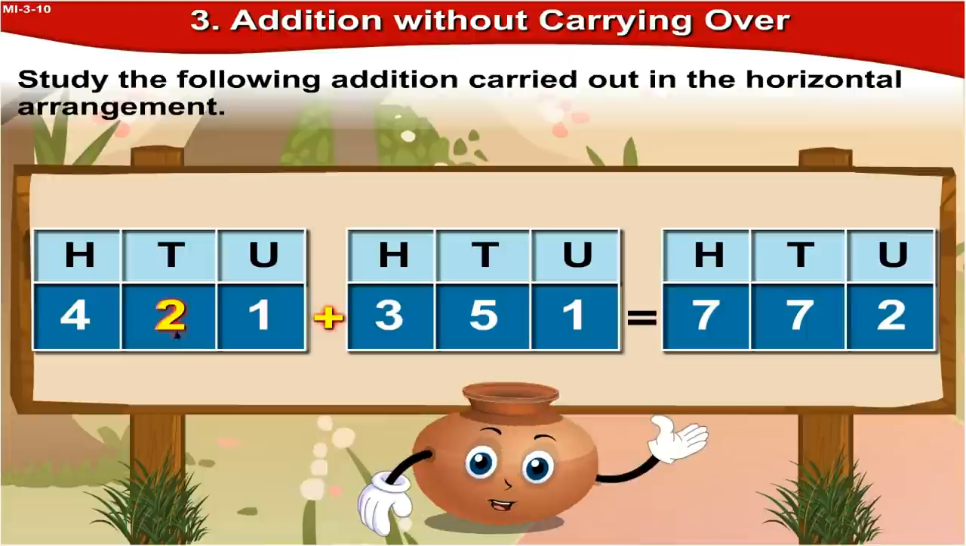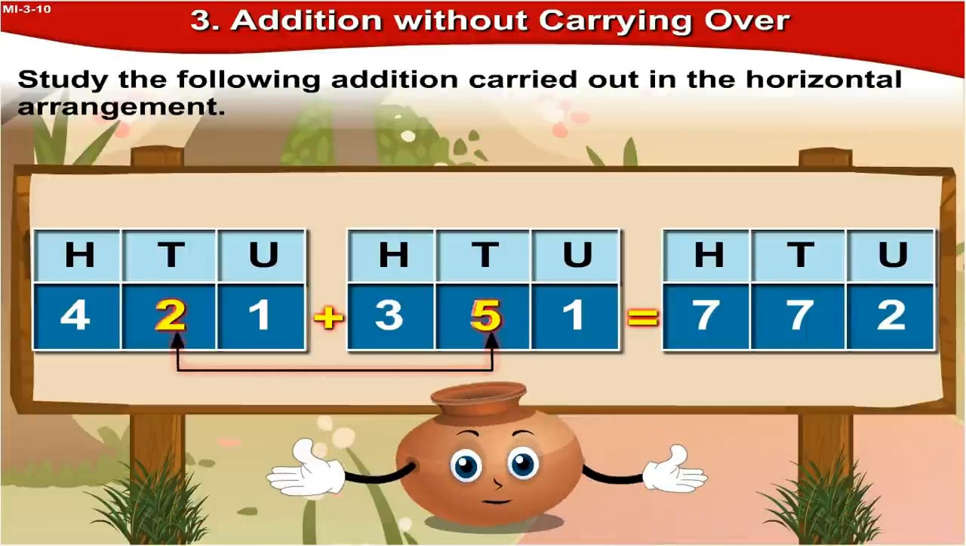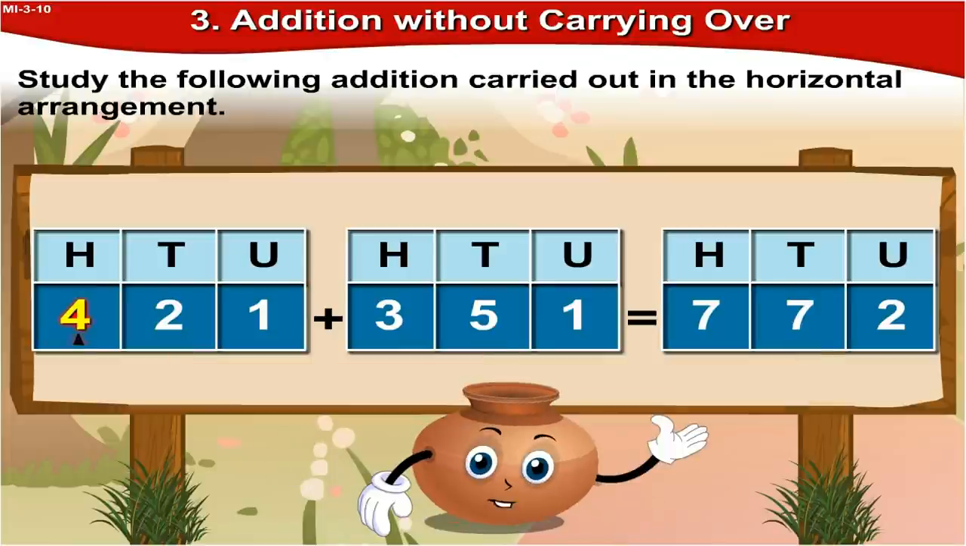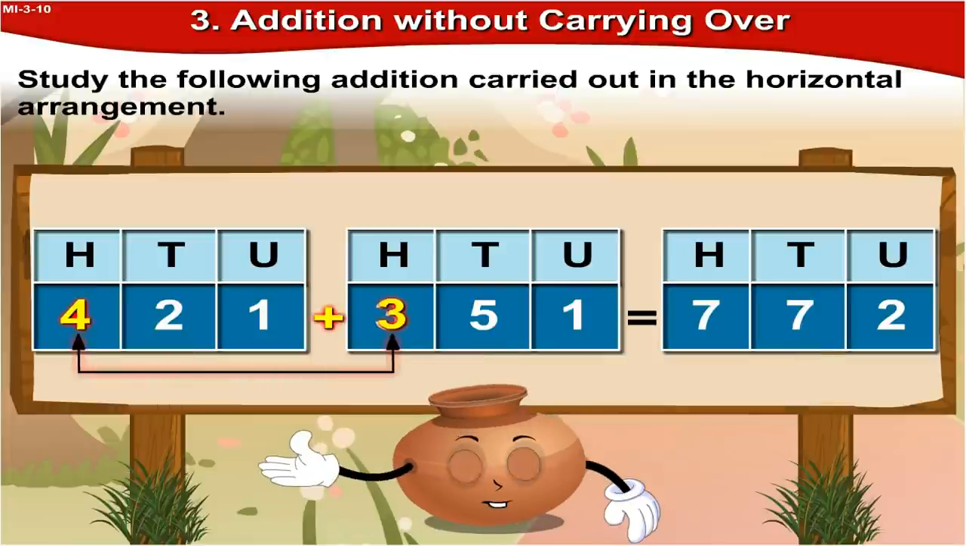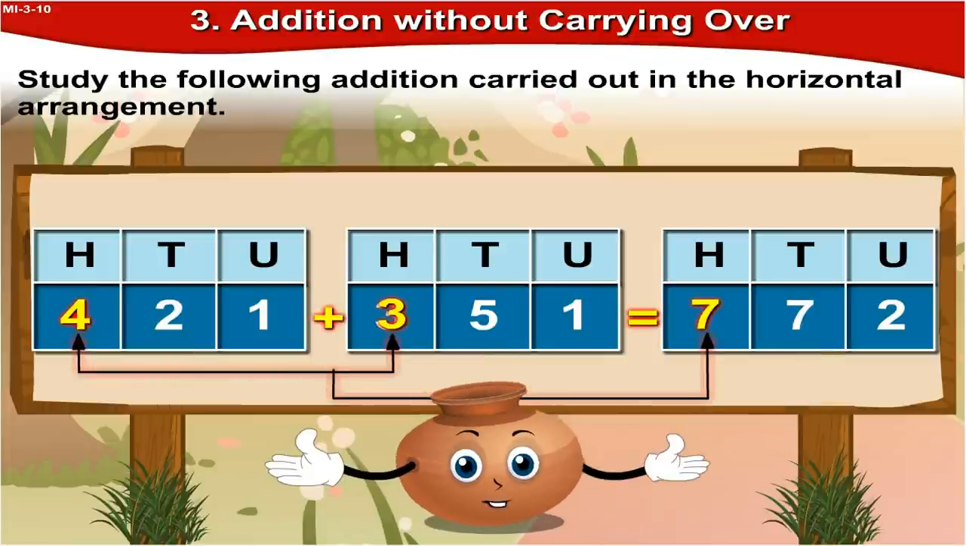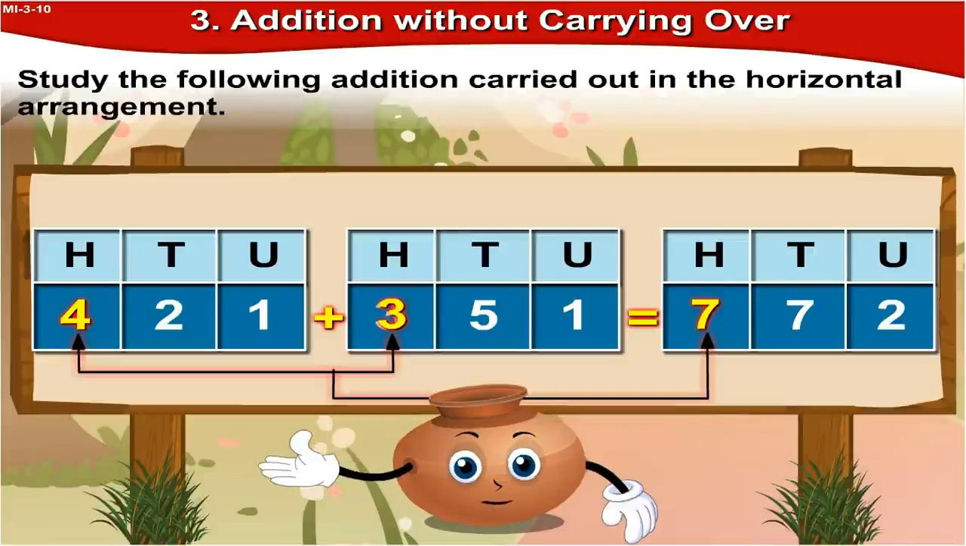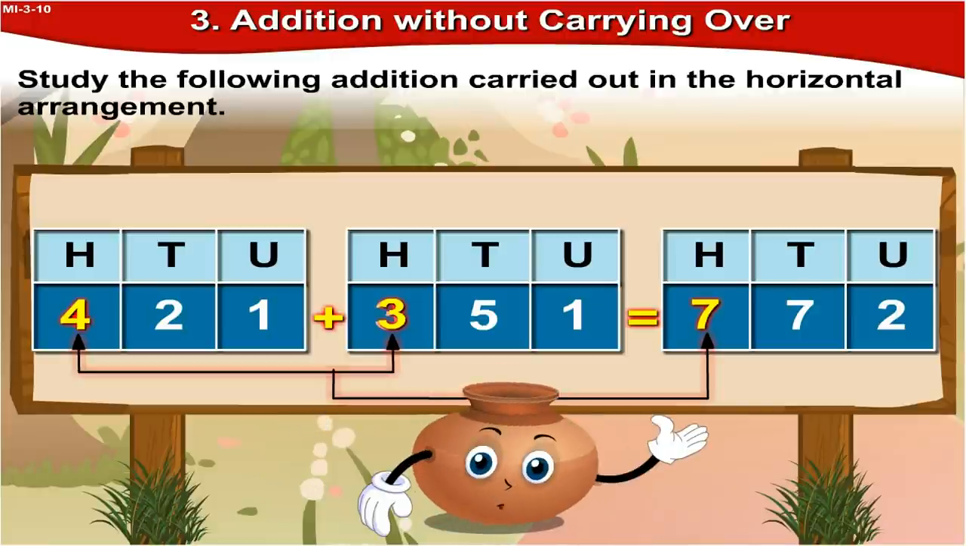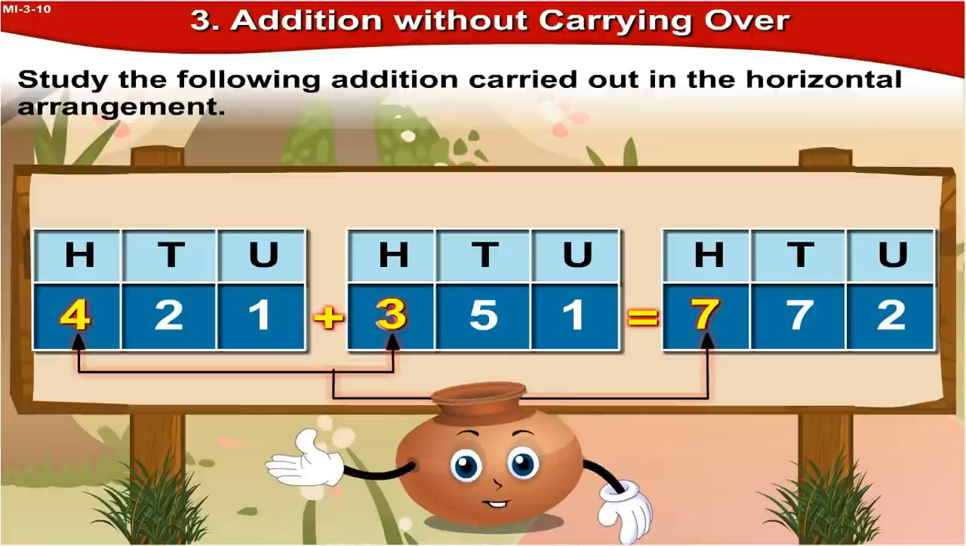Likewise, 2 tens plus 5 tens is 7 tens. This we will write here. And 4 hundreds plus 3 hundreds, well, that is 700. So write it here. In this way, we can add the numbers in the horizontal arrangement also. You've understood the concept? Now we'll move forward to some sums then.